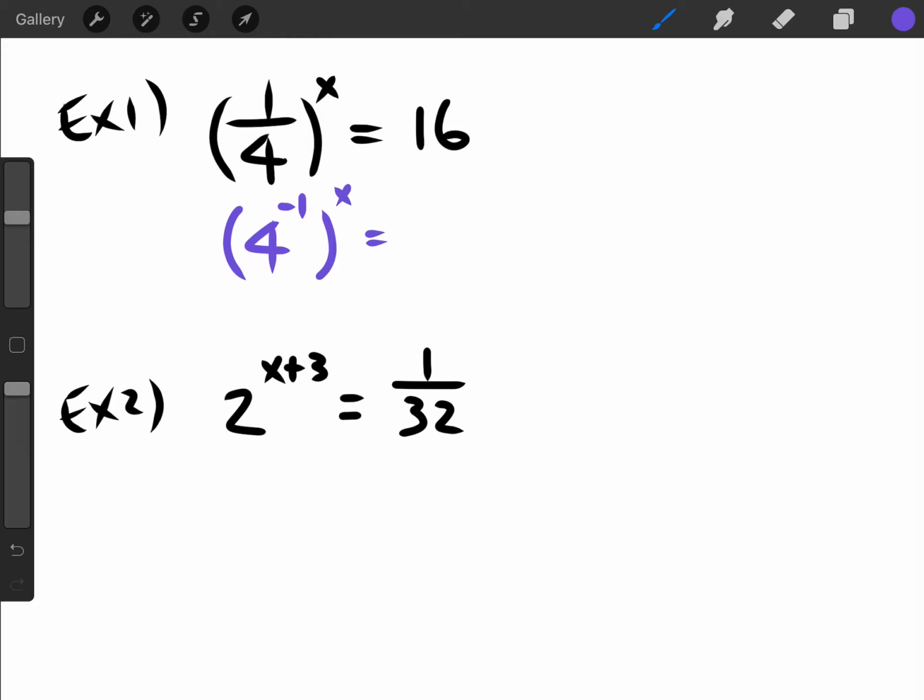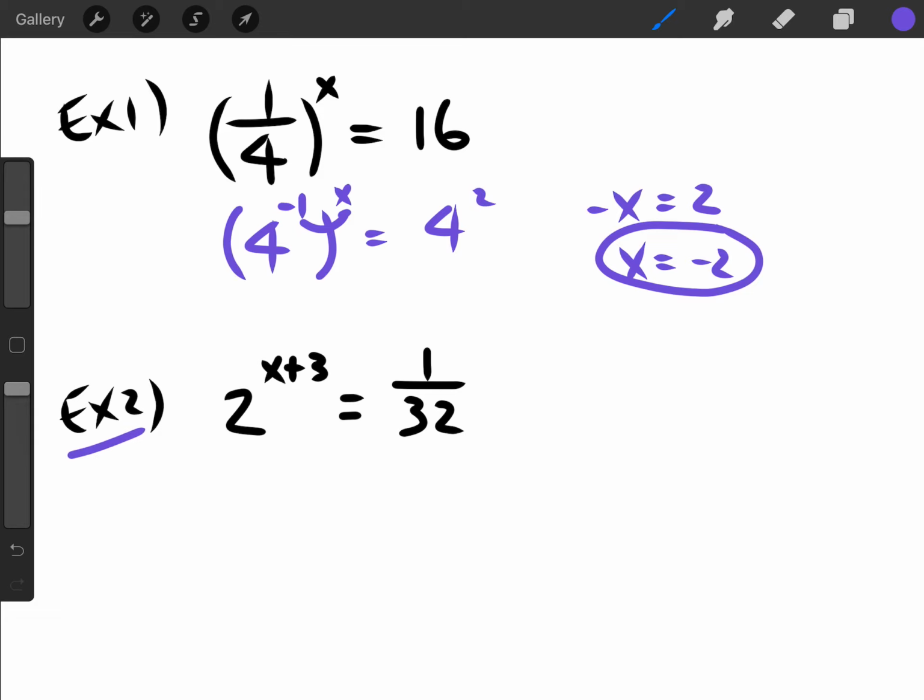So how do you rewrite 16 in the base of 4? That's going to be 4 squared. Now you're going to multiply the exponents. Knowing that the bases are the same, all you need to do is compare the exponents. So that's going to be -x equals 2. Multiply by -1 on both sides, so x equals -2. Okay, let's do this one more time.